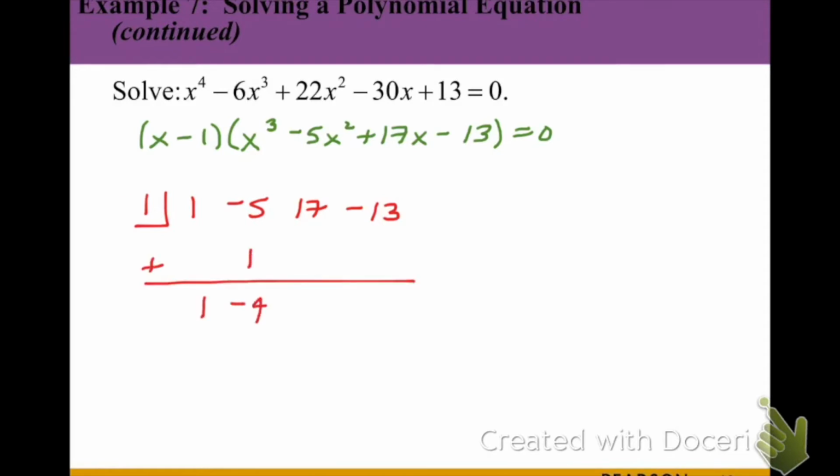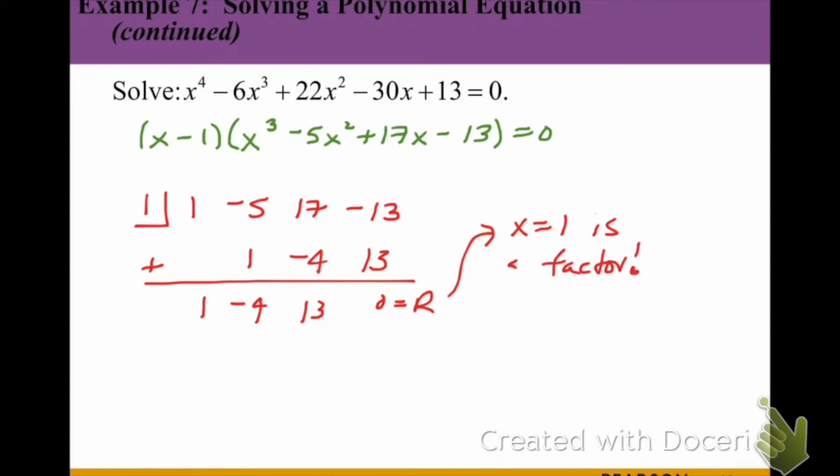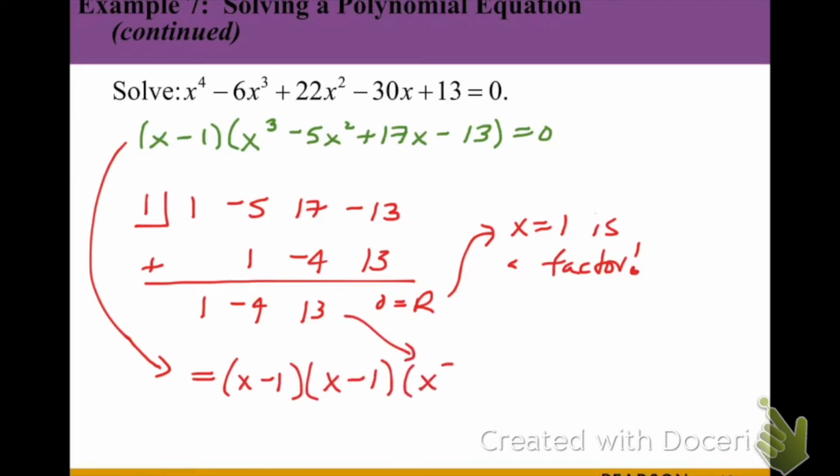But if we try positive 1 again, we get out a remainder of 0. So that means we're going to have 2 zeros at 1, which means we get x minus 1 as 2 factors. And so we can rewrite this as x minus 1 times x minus 1, and then our quadratic of x squared minus 4x plus 13.